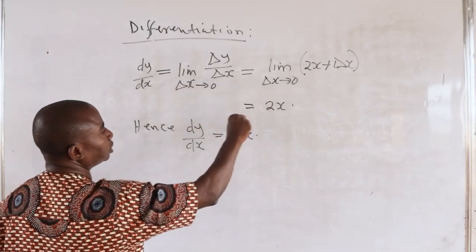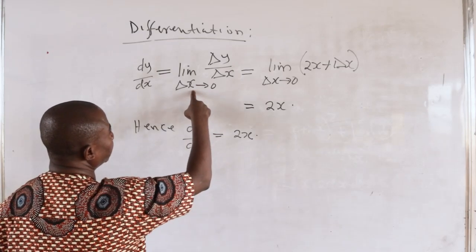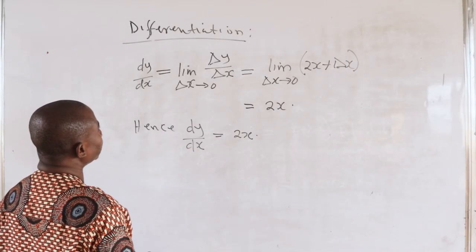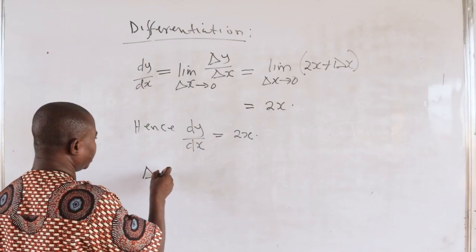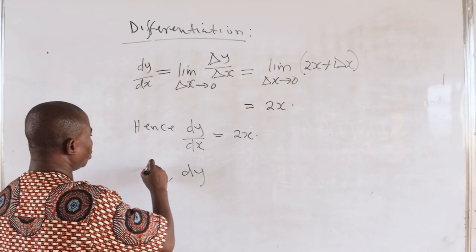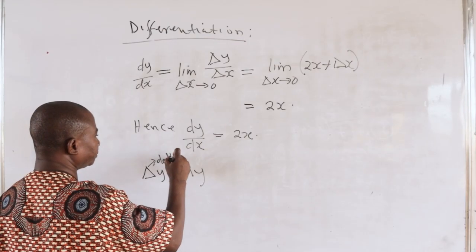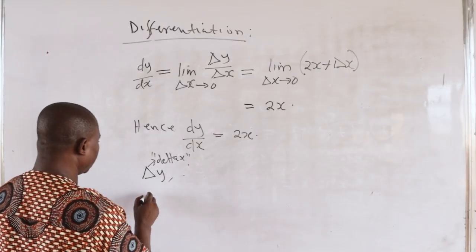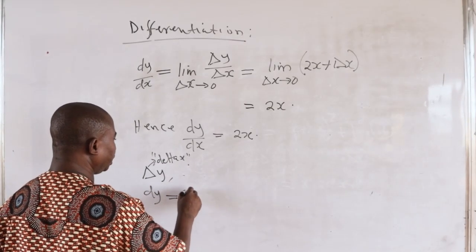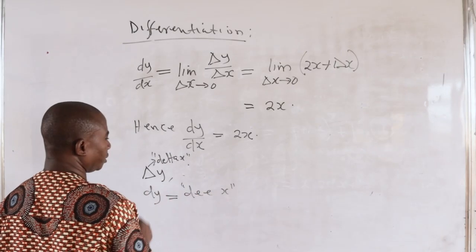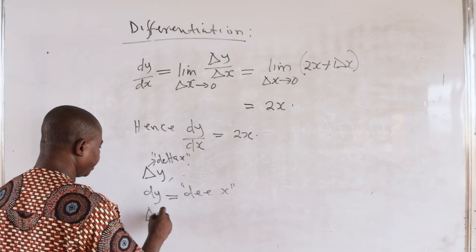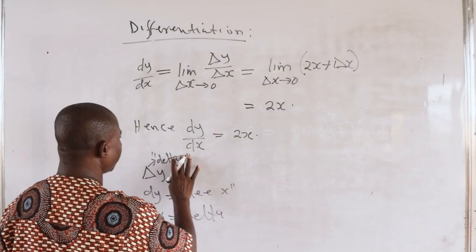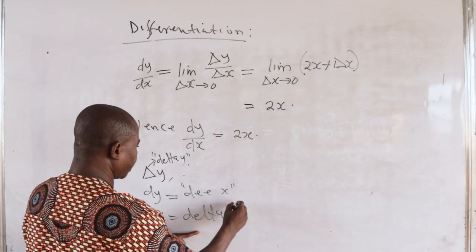That is how to use the definition involving delta x to compute the derivative of a given function from the first principle. Now, observe the difference between this and this. We call this one delta x. Whereas we call this one dx. Same way, this is delta y, please. Whereas this one is delta x.